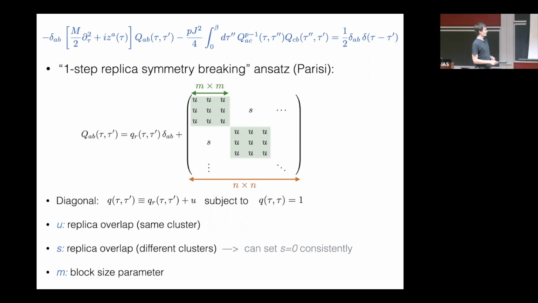Okay, so along the diagonal we have this QR plus U fields, and off the diagonal we just have U. You can also fill the rest with some constant S, but the equations are such that you can consistently set S to 0, so we won't worry about that.